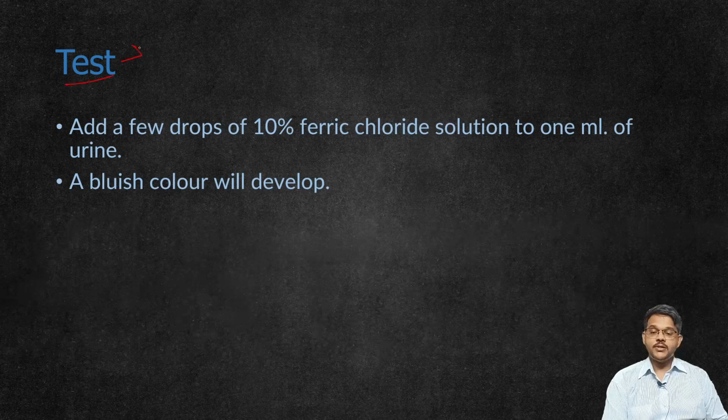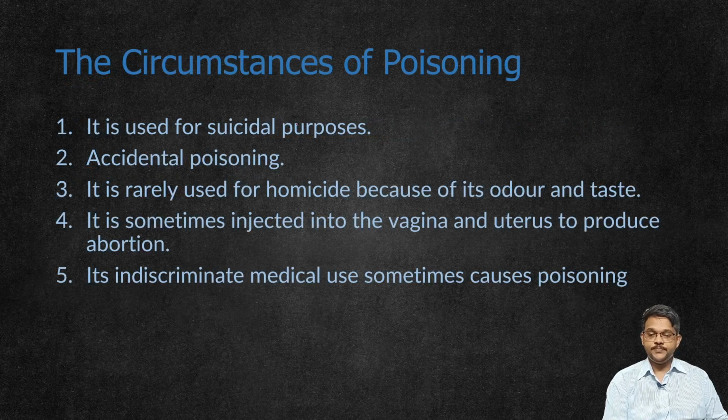Test to confirm whether the person has consumed phenol: a few drops of 10% ferric chloride is added to 1 ml of urine, which turns a bluish color, which positively indicates that the urine contains some form of carbolic acid. It is not confirmatory, but it will be a guide for further treatment.